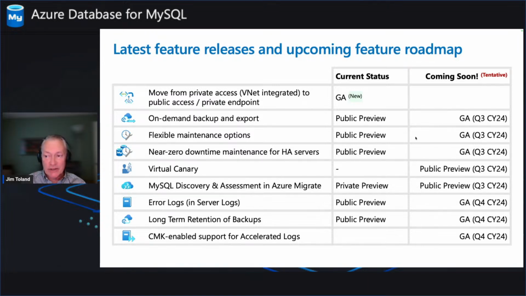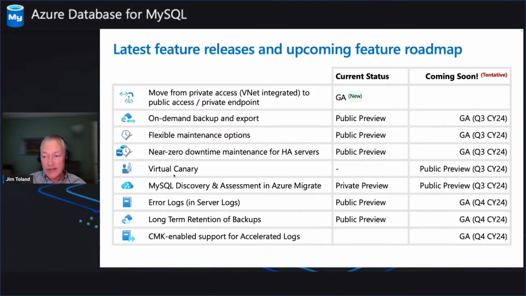Next is a set of 3 maintenance-related features. First, flexible maintenance options. These allow you to reschedule your maintenance windows and even instantly initiate maintenance with the Reschedule Now option. This will be GA this quarter as well. Near zero downtime maintenance for HA-enabled servers. This feature is designed to reduce the maintenance downtime for HA-enabled servers to ensure that in most cases, maintenance downtime is between 40 and 60 seconds, pivotal for critical businesses that cannot compromise on high availability and require minimum interruption to their database operations. Again, this will be GA this coming quarter.